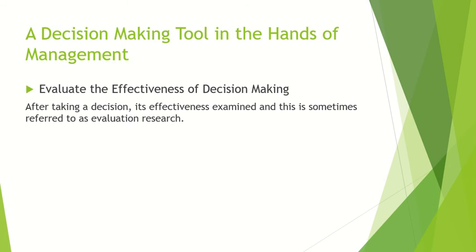Okay. The last step is to evaluate the effectiveness of decision making. Students, after taking a decision, its effectiveness is examined, and this is sometimes referred to as evaluation research. Class, a good researcher must evaluate his decision and ensure that they have collected sufficient information to assess the quality of various options. My dear students, it means a control mechanism is being followed in this step.